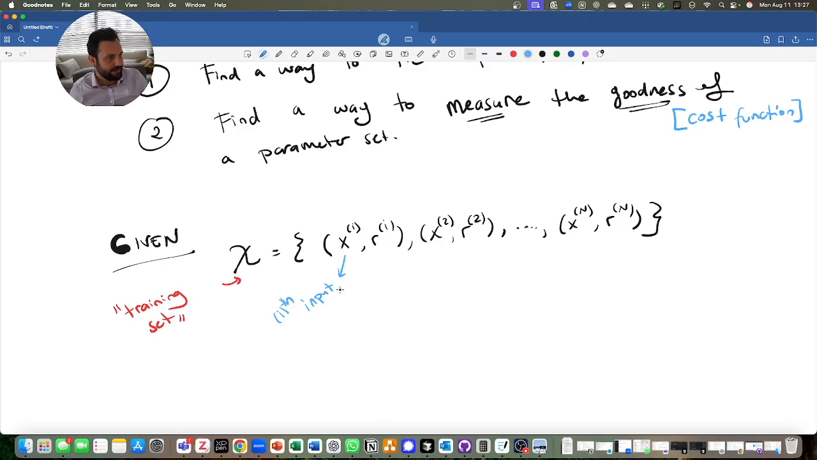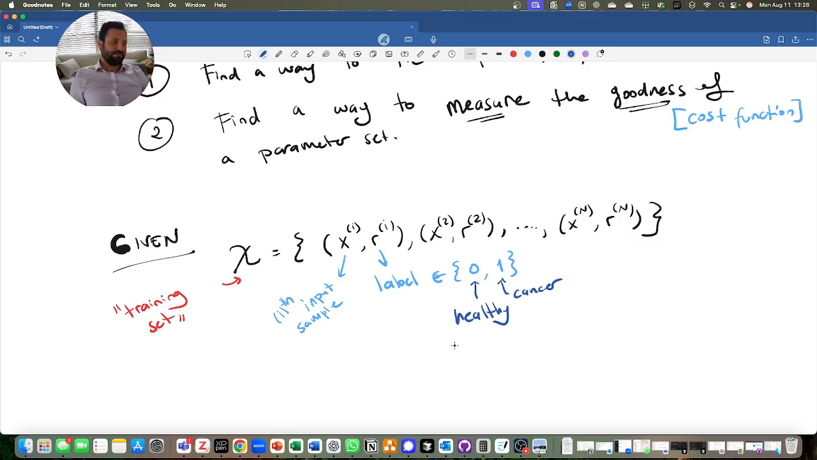Actually, this is the ith input sample, and that's the label. So let's make another simplification. Let's call our label, for now, one of the two classes, so it's either 0 or 1. So the label should be an element of {0, 1}. Let 1 be the cancer class and 0 be the healthy class.